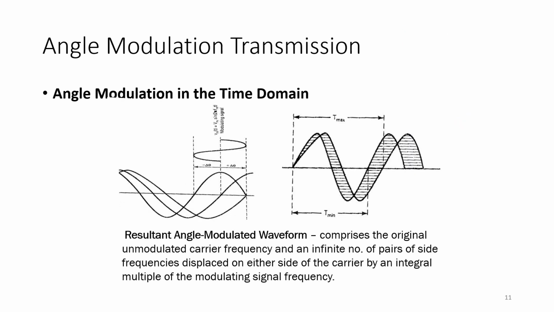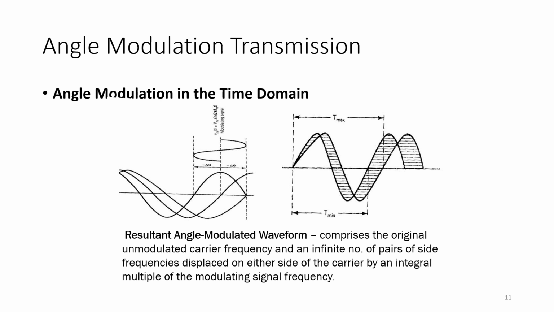Still angle modulation in the time domain. Whenever the period of a sinusoidal carrier changes, its frequency and phase also change. And if the changes are continuous, the wave is no longer a single frequency. So we have what we call the resultant angle modulated waveform. So the resultant angle modulated waveform comprises the original unmodulated carrier frequency and an infinite number of pairs of side frequencies displayed on either side of the carrier by an integral multiple of the modulating signal frequency.